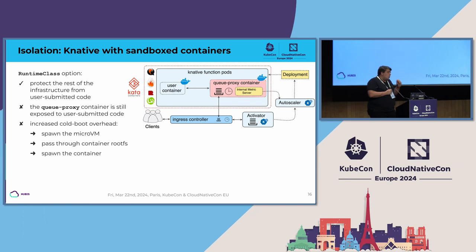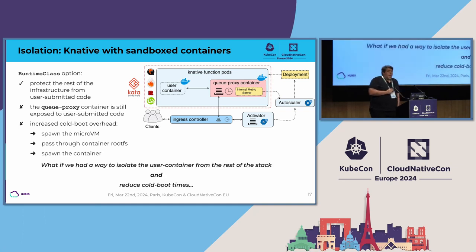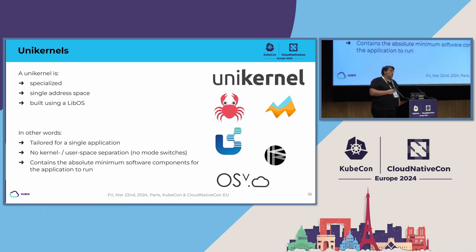Additionally, using these kinds of runtimes increases the cold boot time, because you have to spawn the micro VM, you have to pass through the container filesystem and spawn this container, essentially. And we ask ourselves, what if we had a way to isolate the user container from the rest of the stack, even from the kproxy container, and at the same time reduce cold boot times? And of course, our mind goes to Unikernels.